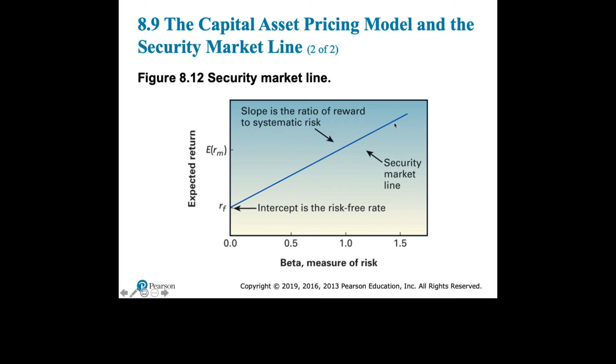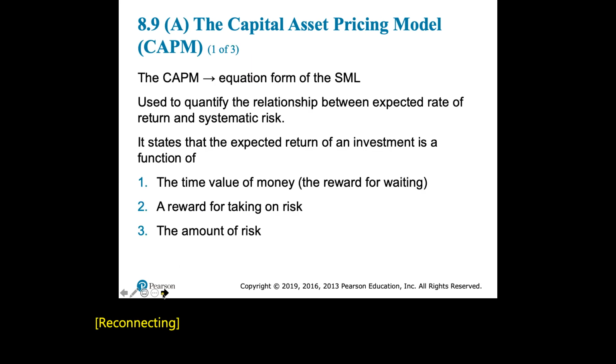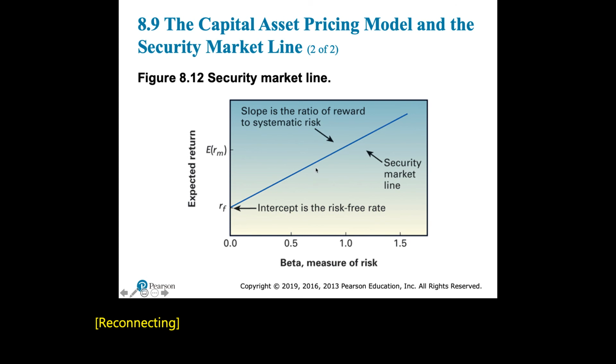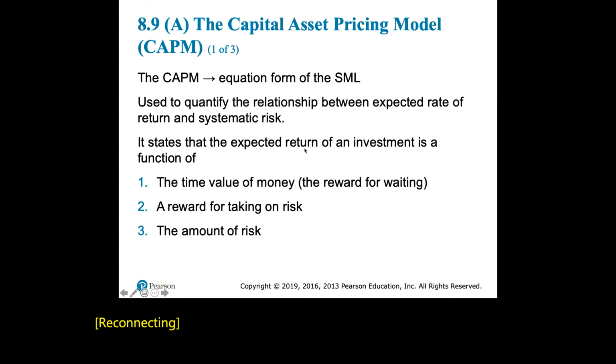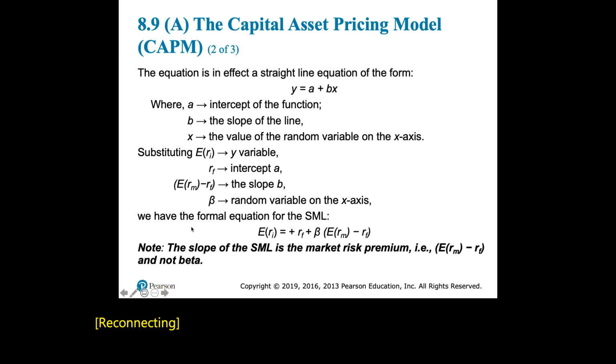Now there's a very simple equation, just like y equals mx plus b, to graph that line. And that's what the capital asset pricing model looks like. Again, we're going to see it here. So imagine the y equals mx plus b that we're more familiar with. Well, the b in this case is our risk-free rate. So that's where we start our line.